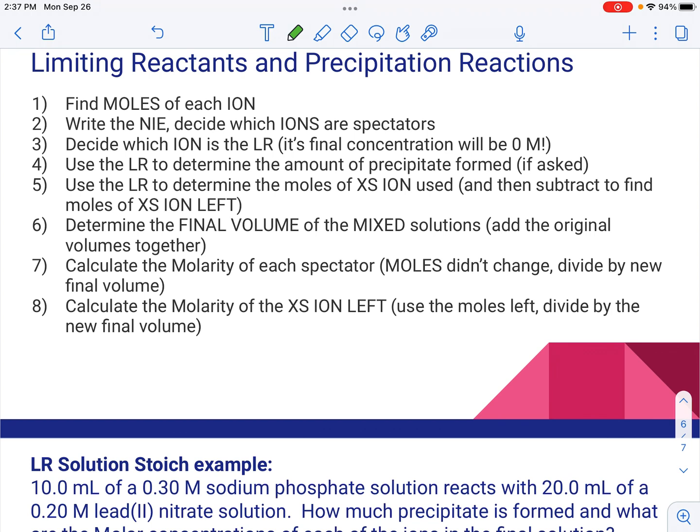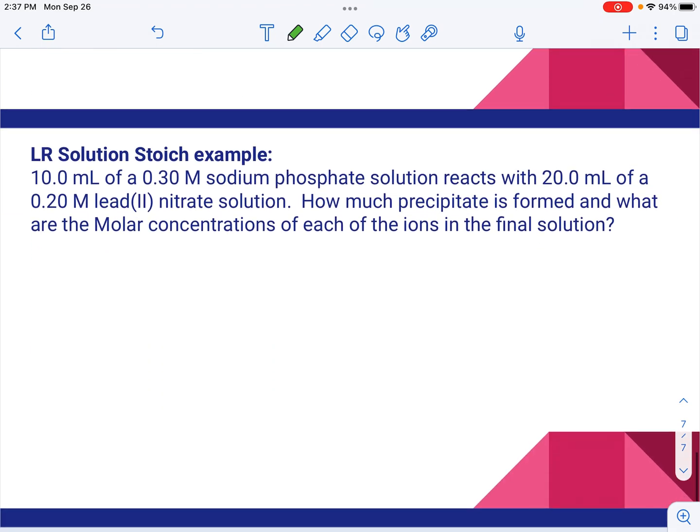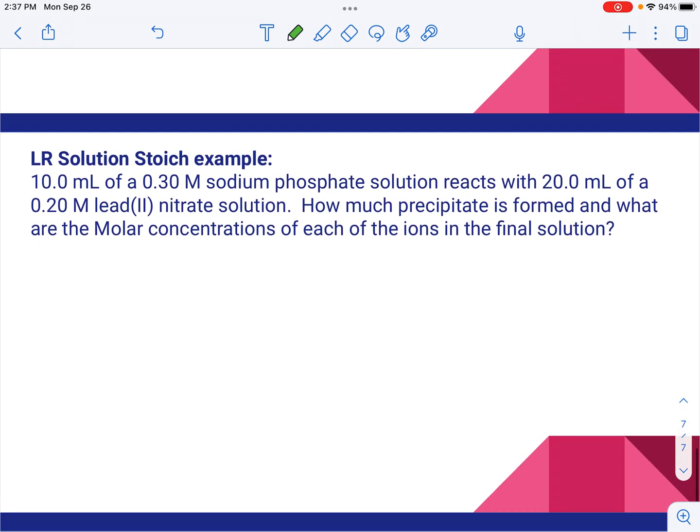So this is the one where you have to figure out how much you use in order to use all of your limiting reactant and subtract it from how much you started with, and that has to all be in moles, and then divide by the new final volume. So in a way, you kind of need to have the conceptual idea of what's going on here before you can go any further. So we're going to do an example, and I want you to think conceptually first.